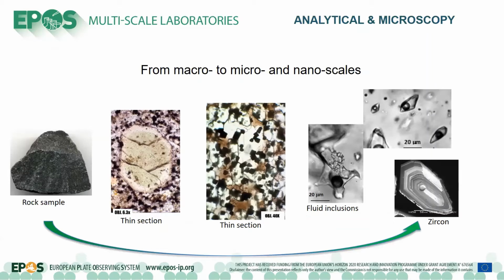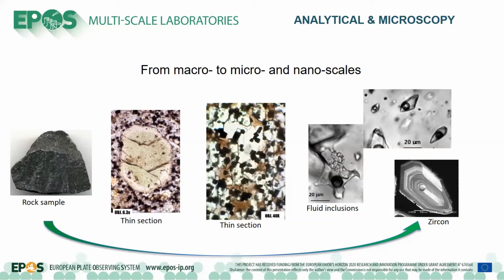This group by itself goes from macro to micro and even nanoscale studies. From macro, rock samples, which always come from a large outcrop. When the outcrop is homogeneous, we don't have to take many samples, but if the outcrop varies, we must have more samples.